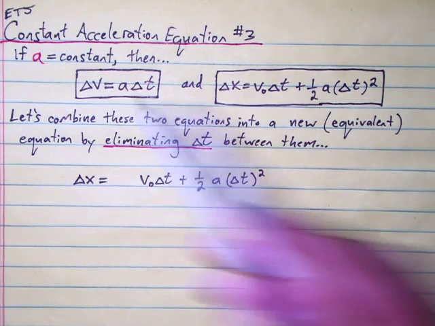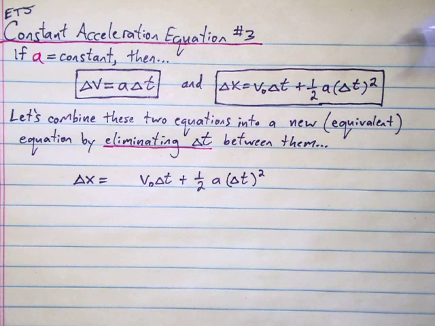We know they both involve time right here, and we don't always have information about time in our problems. So it would be nice if we had an equation that related some of these other variables like acceleration and velocities and positions, without involving time at all. So that's our goal here. Can we eliminate time between these two equations to get a new one, a third one?